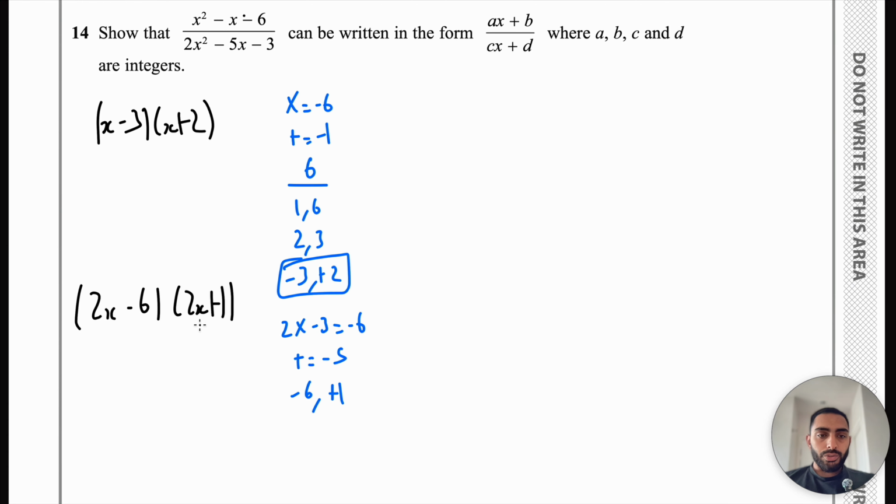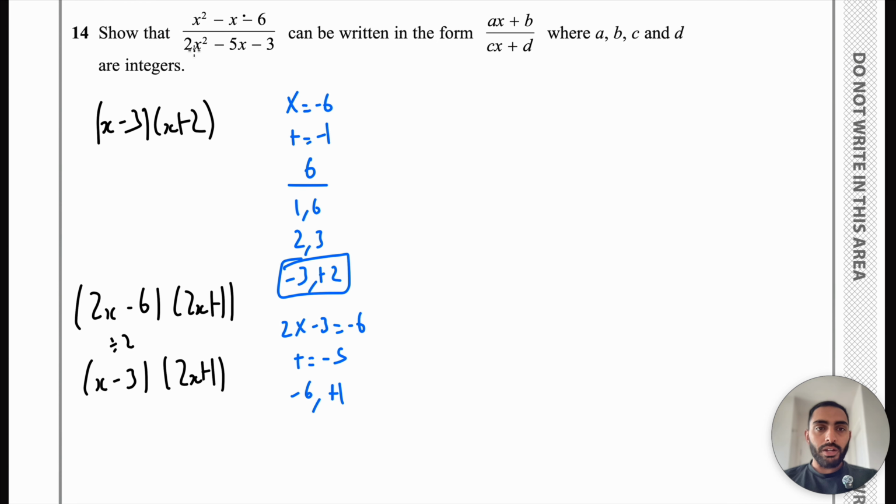The last thing that I need to do is just look at both of these, and can I divide either of these by a common factor? In this one, I can divide both of these by 2. 2x divided by 2 would be x, and minus 6 divided by 2 would be minus 3. And this makes sense in terms of the question, because this is x minus 3 and this is x minus 3. This one I can't simplify any further, so that would be 2x plus 1.